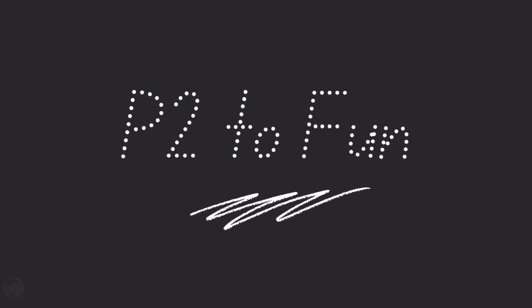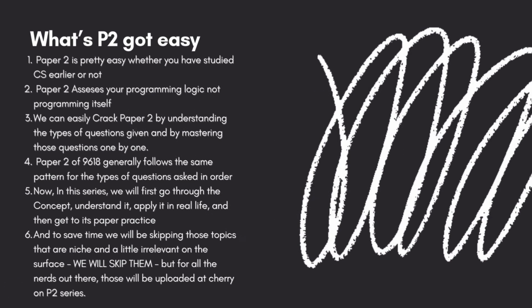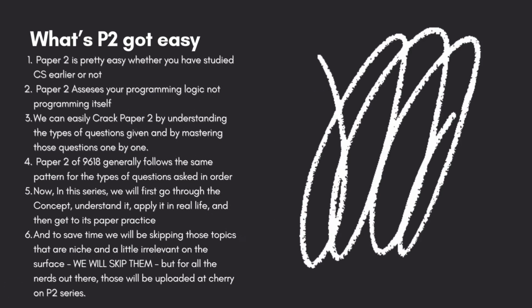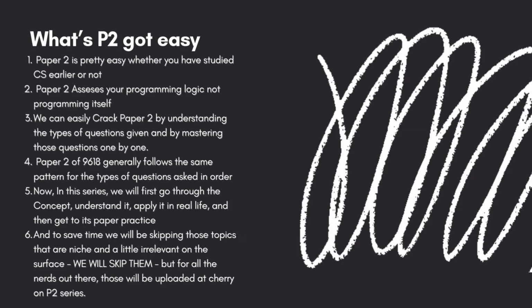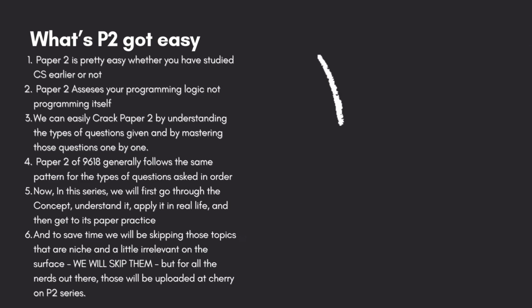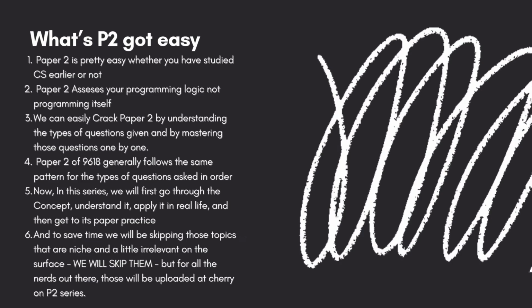Now, the generally tough part of the A levels or AS level in particular is paper 2, which is pretty fun actually, and let's make it fun together. In order to make P2 fun, we introduce to you P2 Got Easy. Now, what's P2 Got Easy? P2 is paper 2 of CIE 9618 International A levels, and we'll be covering that particular paper in the series.